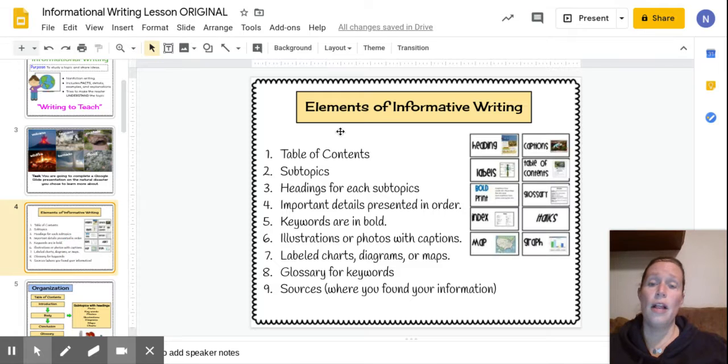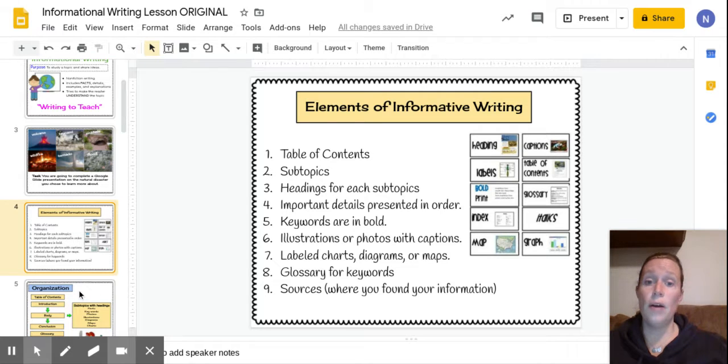So, what are the elements of informative writing? There is a table of contents, there are subtopics, and headings for each subtopic. Important details are presented in an order or organized way. Keywords are in bold. Illustrations are photos with captions. Labeled charts, diagrams, or maps. There's a glossary for keywords and sources, which are where you found your information.